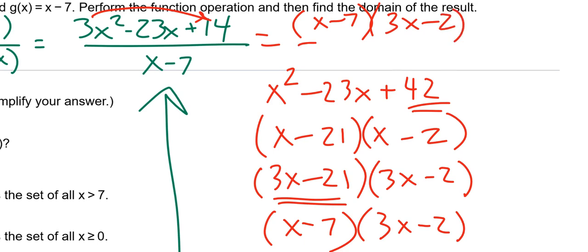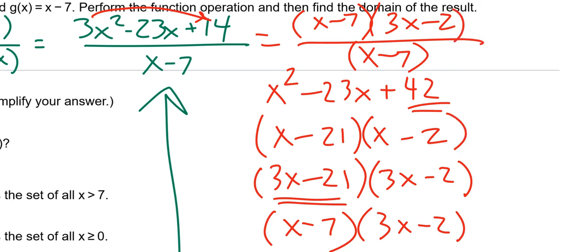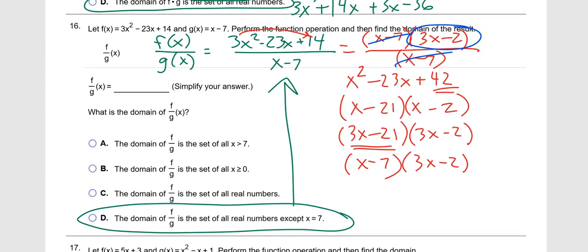So for those of you who are interested in the extra credit, do you see anything that might cancel out? The x minus 7s. So if you gave me that answer right there, showed me all kinds of work to get there, you would definitely be getting extra credit for that, okay? But that's not a requirement, folks. The requirement is that you understand how to find the domain of that fraction.